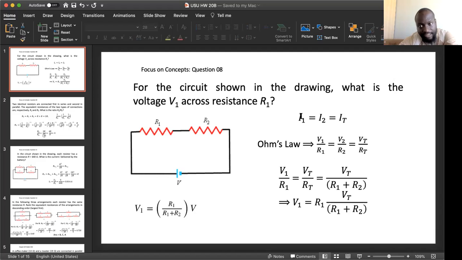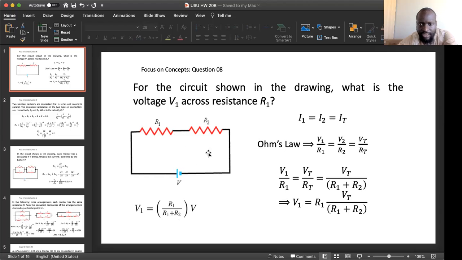So this statement is the same as this statement. But I want V1, so I'll just say V1 over R1 is V total over R total. But R total in series is R1 plus R2 right there. So V1 over R1 is V total over R1 plus R2. So V1 just equals R1 times all that. So that becomes your answer. So it's R1 times V total over R1 plus R2, that's V1. So this is how you get this, called the voltage divider rule.